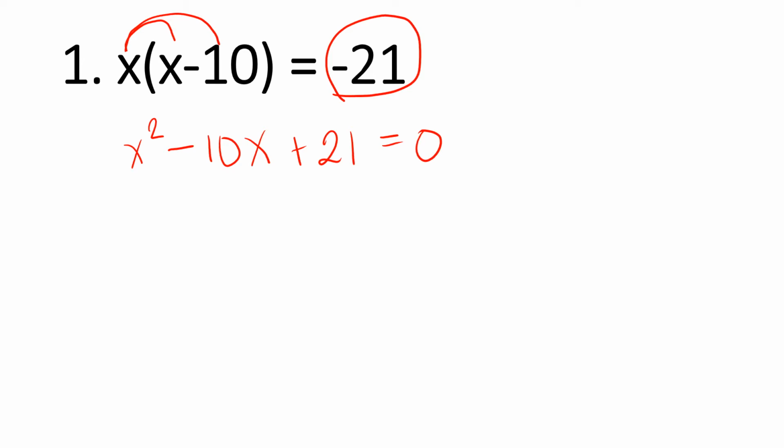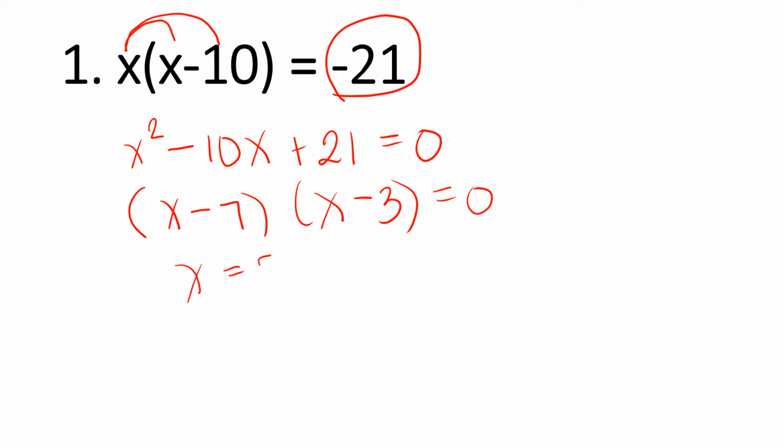And by factoring, we have the factors x minus 7 times x minus 3 equals 0. So we have the roots x equals 7 and x equals 3.